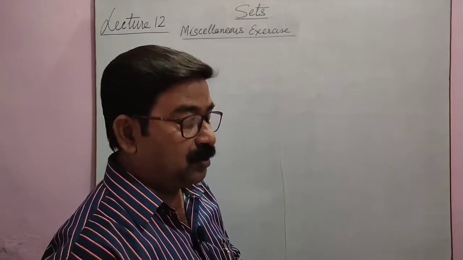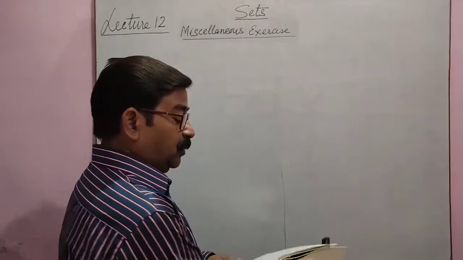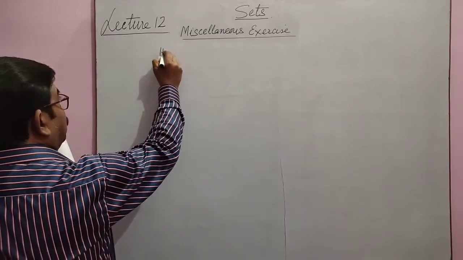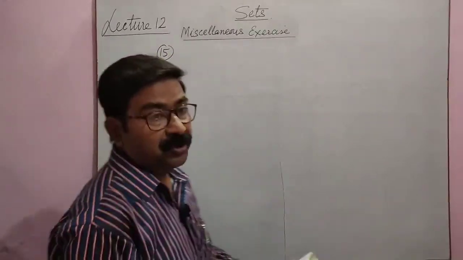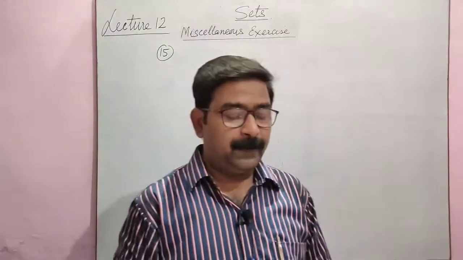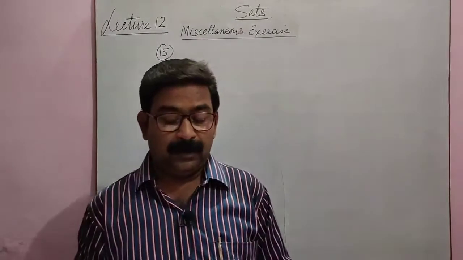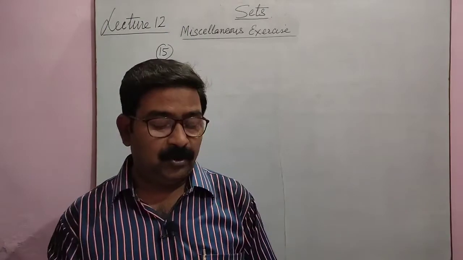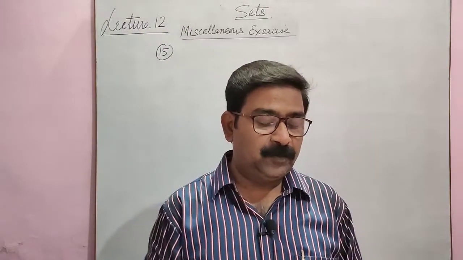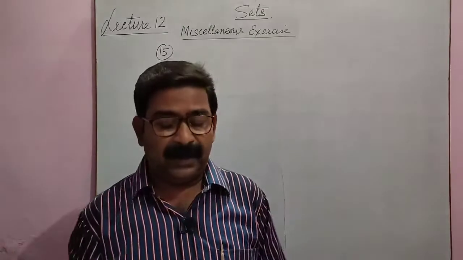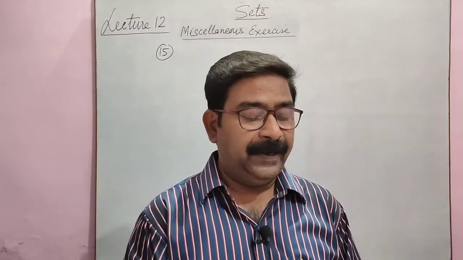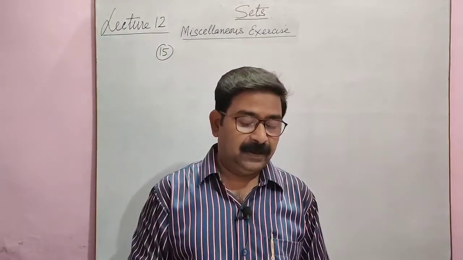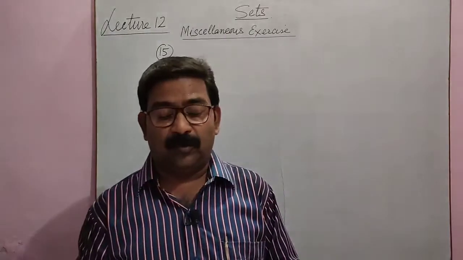Now we are coming to question number 15. It is an important question. I am reading the question. In a survey of 60 people, means total people are 60. It was found that 25 people read newspaper H, 26 read newspaper T, 26 read newspaper I, 9 read both H and I, 11 read both H and T, 8 read both T and I, 3 read all the 3 newspapers.